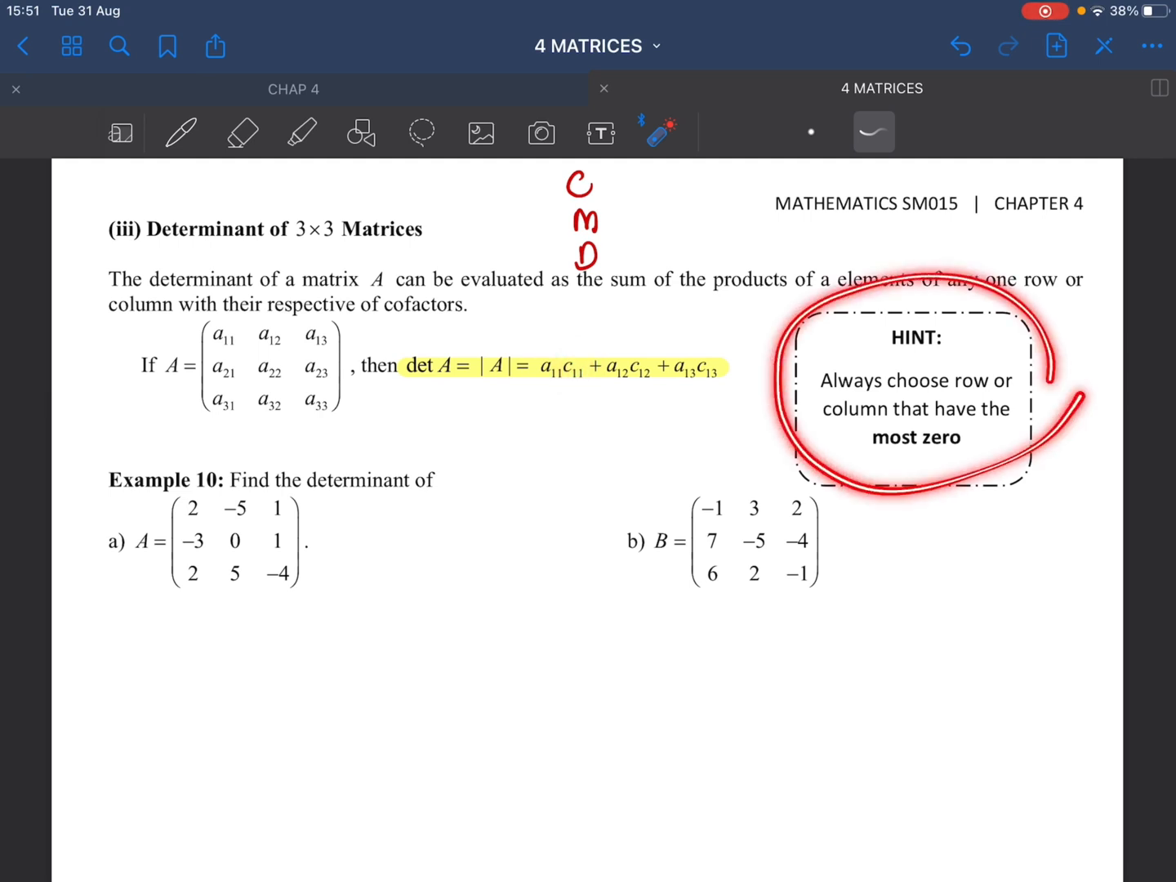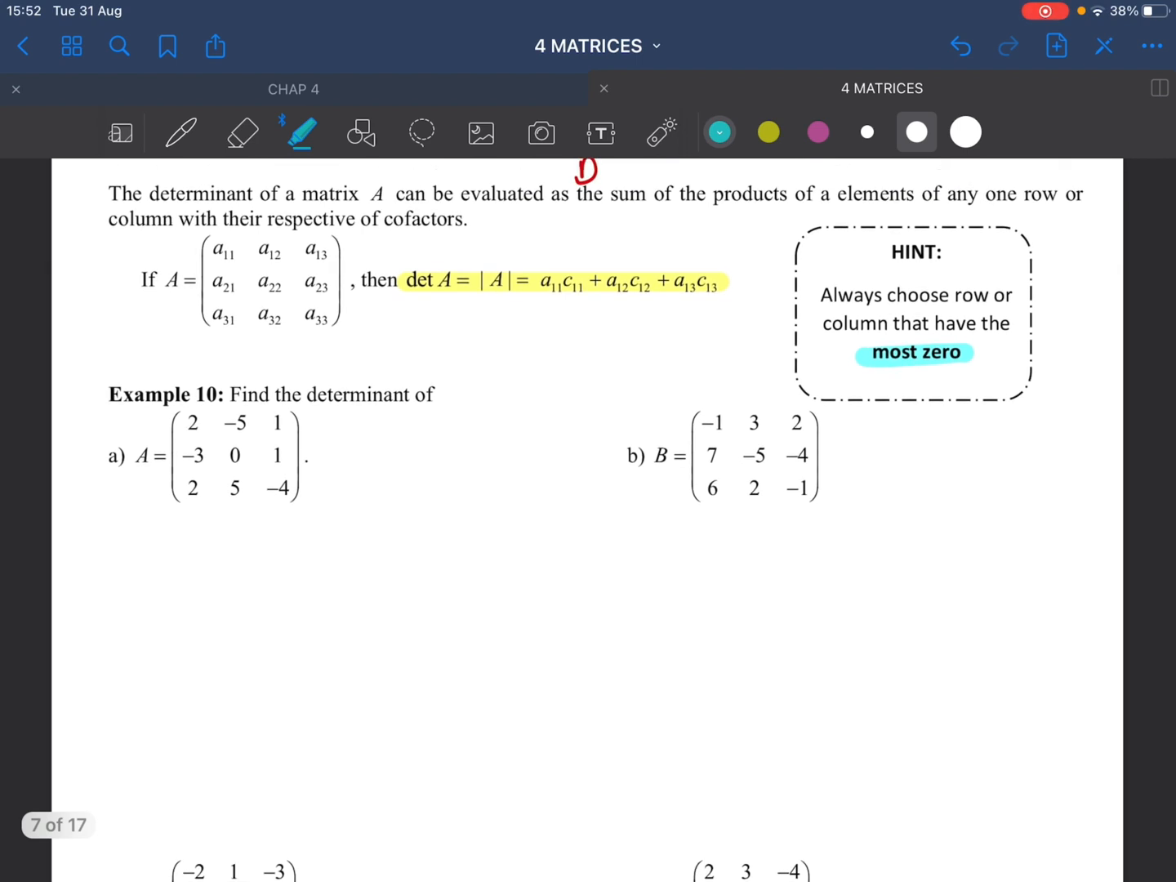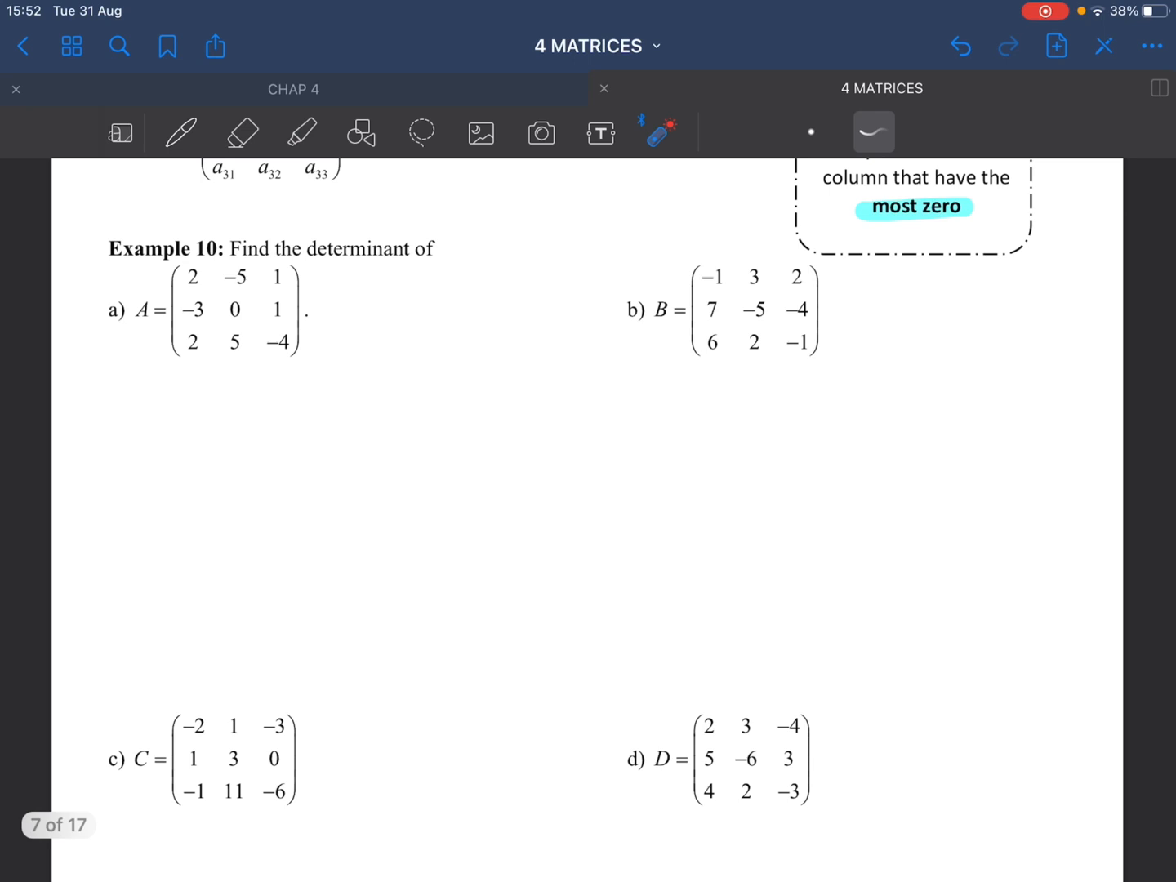So if you look at the hint here, always choose a row or column that has the most zero. Okay, that has the most zero. So if you want to find the determinant for a 3 by 3 matrix, we will choose one row or column. We rarely choose a column, but there is no problem if you do it. Usually we will do the row, it looks easier. So let's see example 10. The hint said that we have to choose the row or column that has the most zero. So as you can see here, from this matrix, row 2 has a 0. So we are going to choose that row.